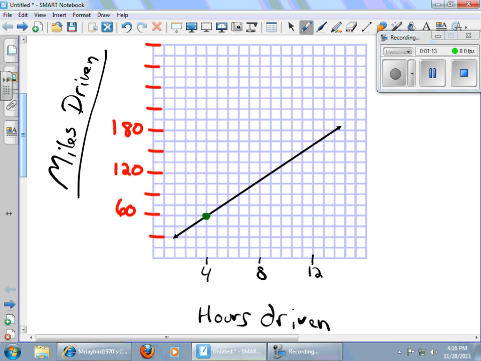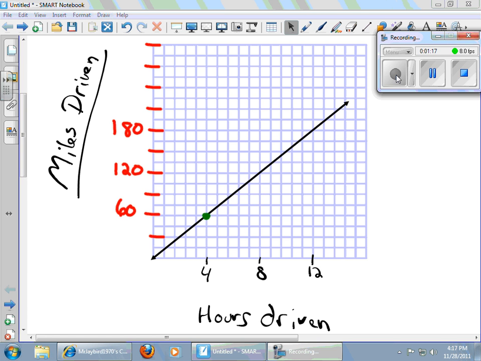Do I have a mistake there? Hold on one second. There we go. I had a small mistake in my graph. Sorry about that. Fortunately, I caught it before James got to point it out.